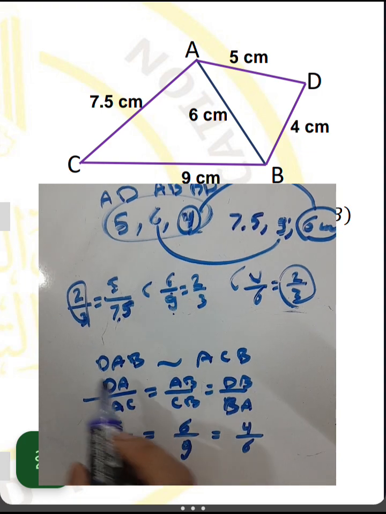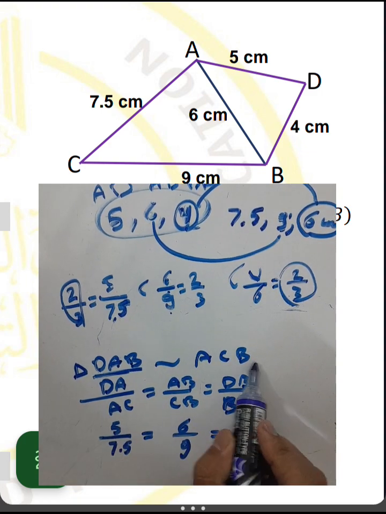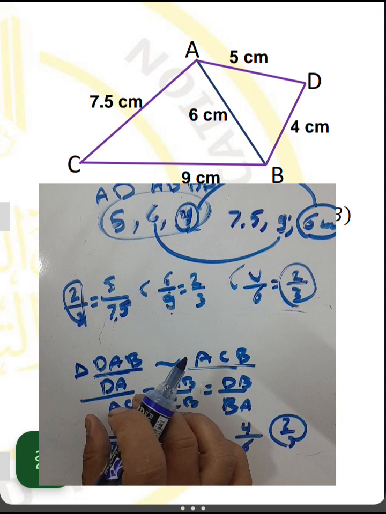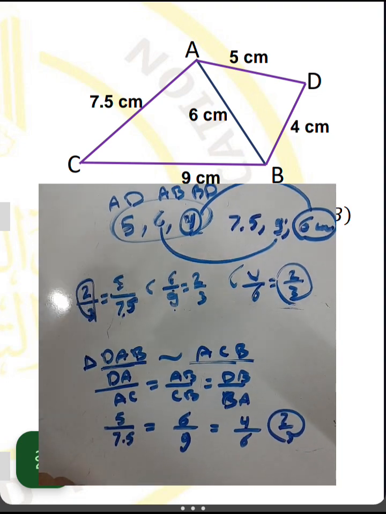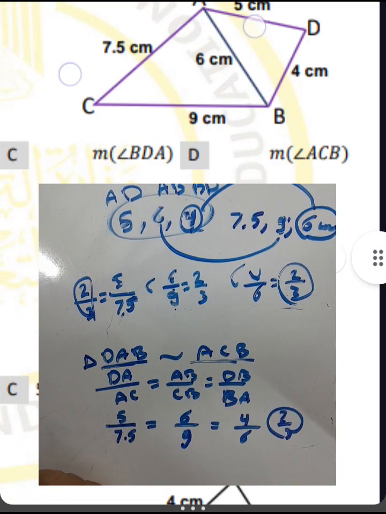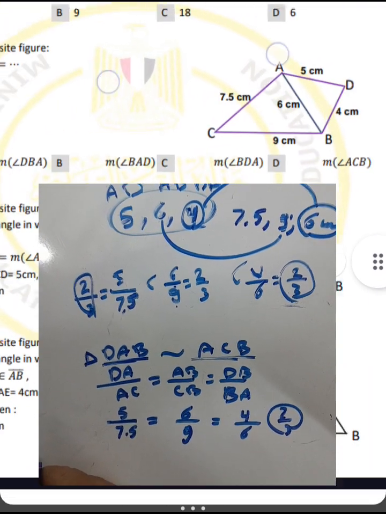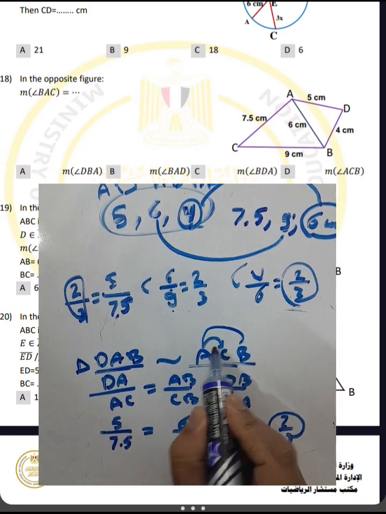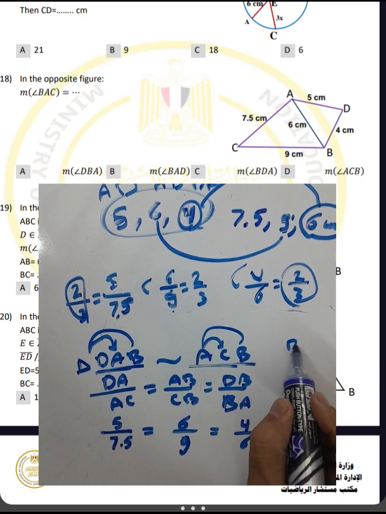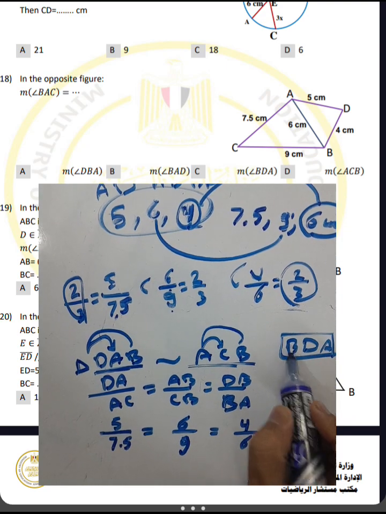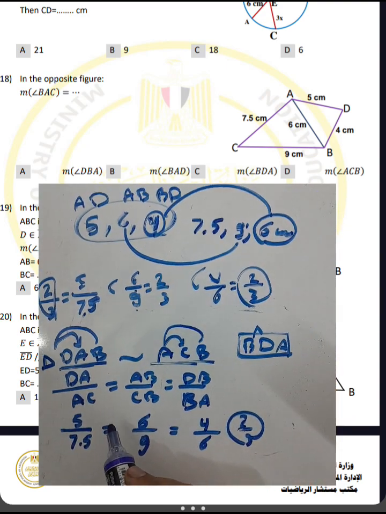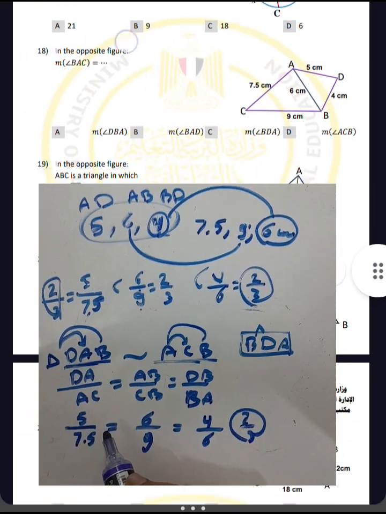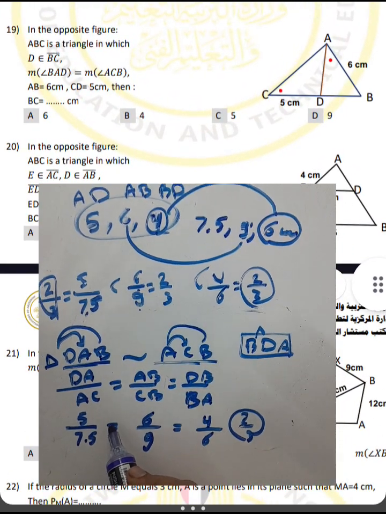This triangle DAB is similar to ACB, because the ratio between corresponding sides equals 2 over 3. Okay, we want to find what here? Measure of angle BAC equals BDA. You must choose BDA. Letter C about question 18. Question 19.